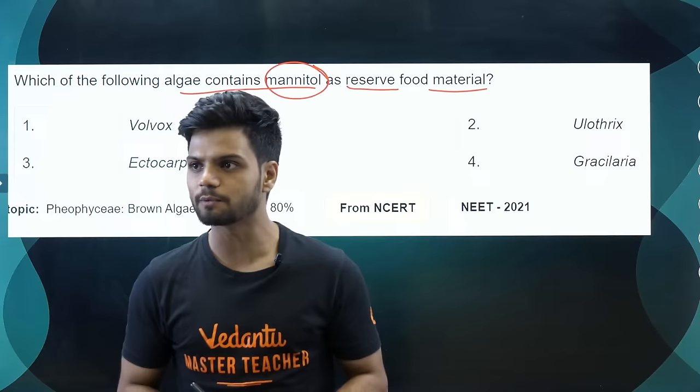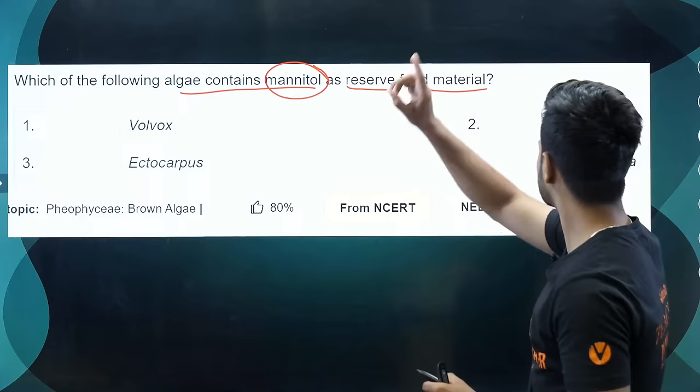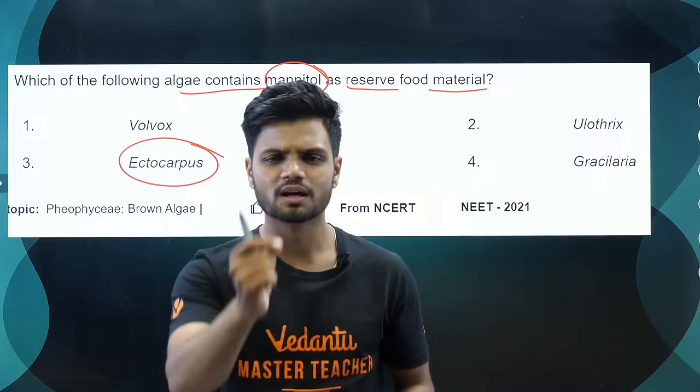Tell me quickly in the chat. Exactly, it is found in your brown algae. Now tell me in the chat, which is the example of brown algae here? All of us know, Volvox, green algae. Oedogonium, green algae. Gracilaria, red algae. The only example here of your brown algae is Ectocarpus.